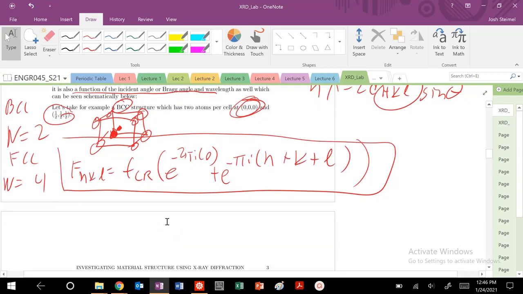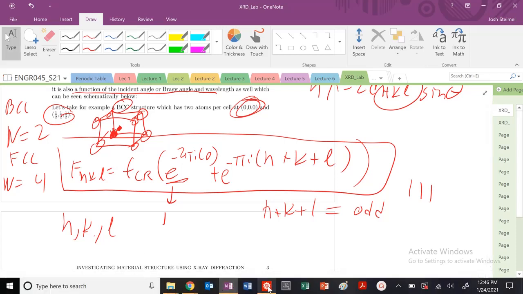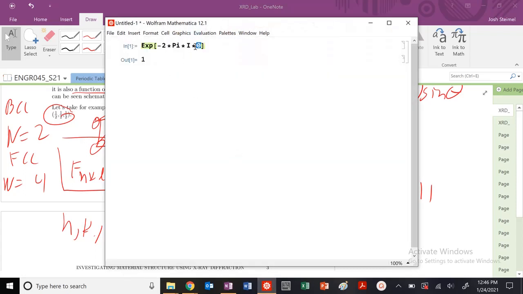So let's figure out what the conditions for h, k, and l are that will allow me to see a signal. Well, what happens if, for example, h plus k plus l is equal to an odd number? Let's say I pick 1, 1, 1. So let's see what happens if I plug in 1, 1, 1. I know that this is always going to be a positive 1. But if it is 1, 1, 1, that's going to be e to the minus 3. People remember their Euler's relationship, but again, it's easy to know. Let's just plug it into Mathematica just to be safe.